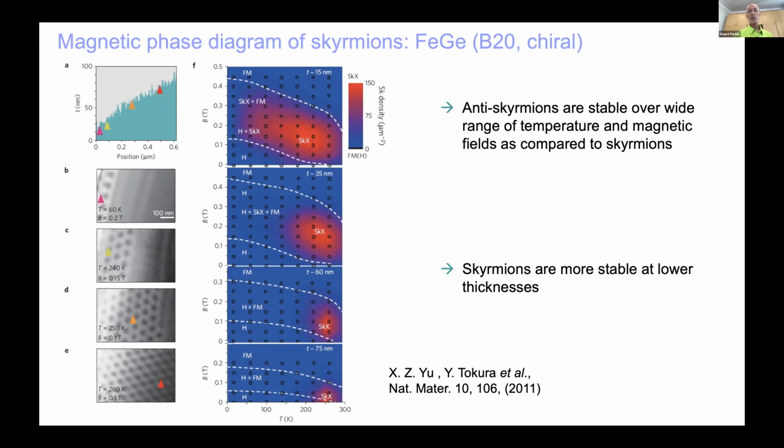So let's say, going back to a racetrack, if we want to use some object to build a racetrack, we need that object to be stable over a very wide range of temperature. And so antiskyrmions look like they would be much more attractive than skyrmions for this purpose.